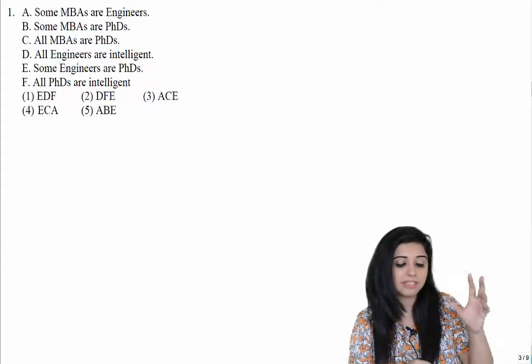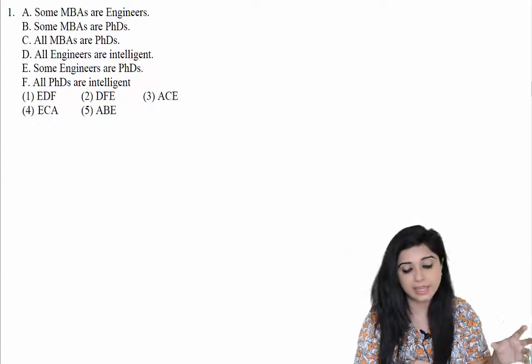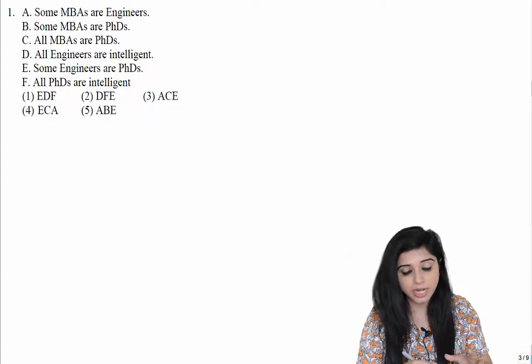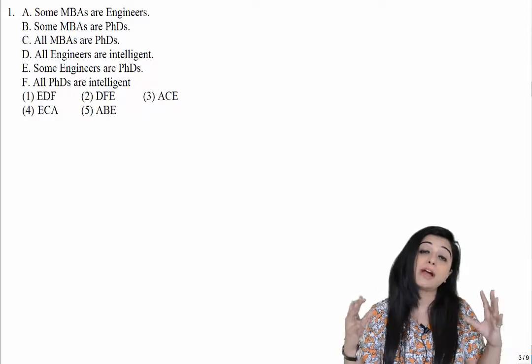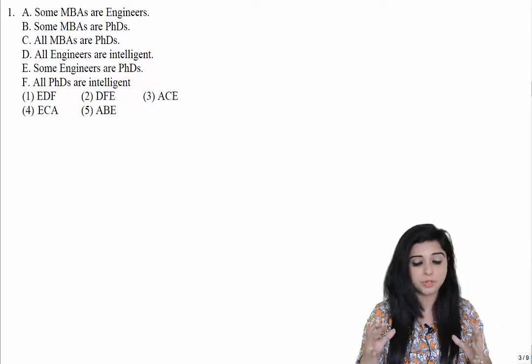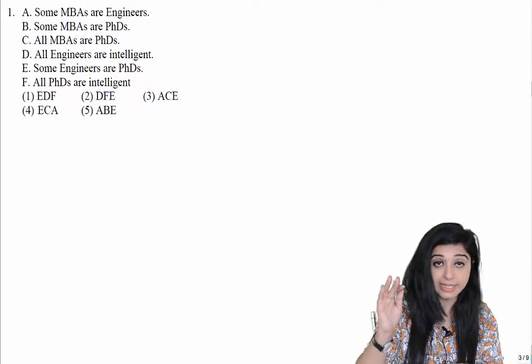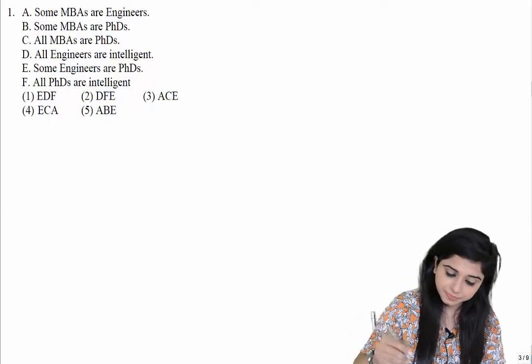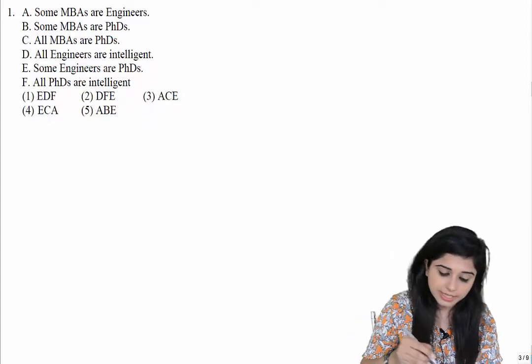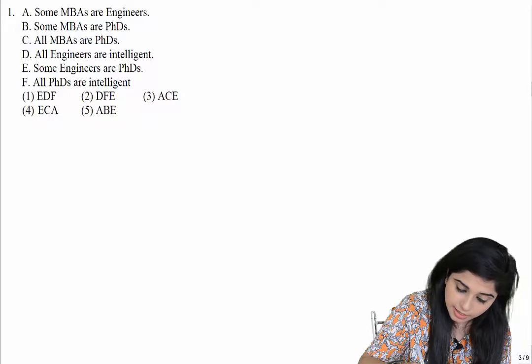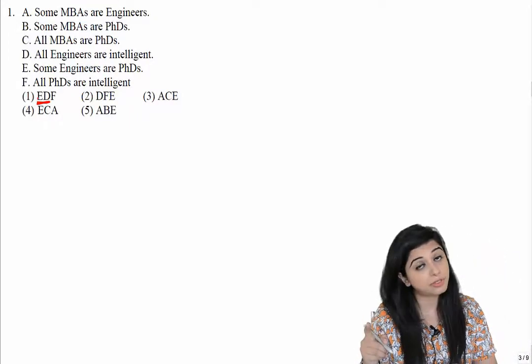There's EDF, DFE, ACE, ECA, ABE, all of these options, right? What do you have to do? You have to represent options now, okay? Let's look at EDF, okay? What do you have to do in this case? E and D are going to be your premises and F is going to be your conclusion.